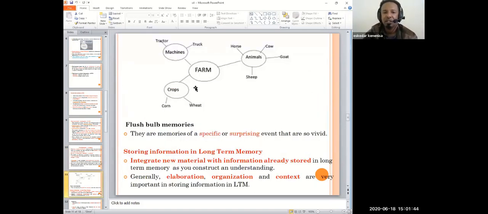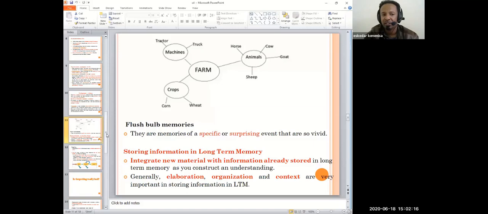For instance, when someone says cow, goat, or whatever, you'll make a cluster of animals. When someone talks about a farm, under farm there are animals, those are tame animals, horse, cow, goats, sheep. Then under crops, corn, wheat, and under machines, tractor, like that. When our memory organizes things, it will put them in clusters.